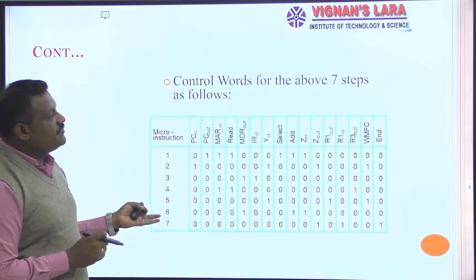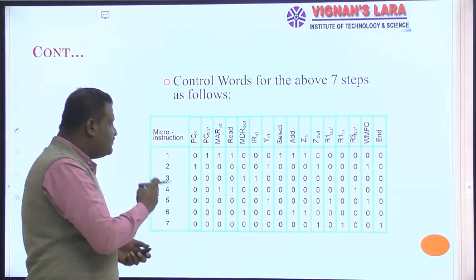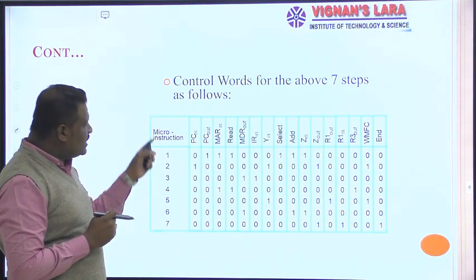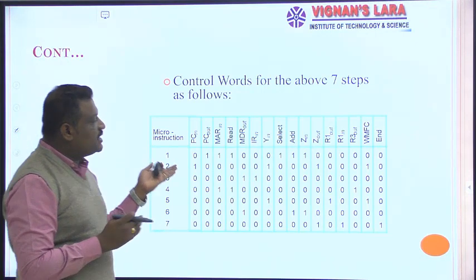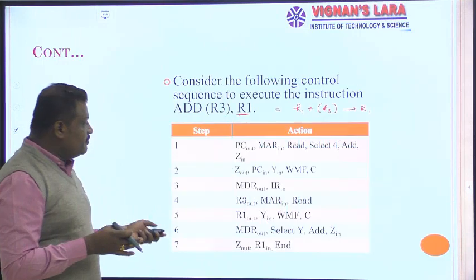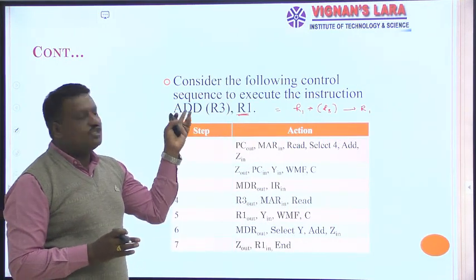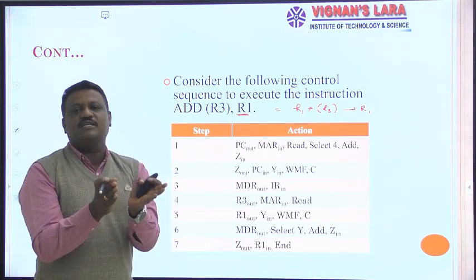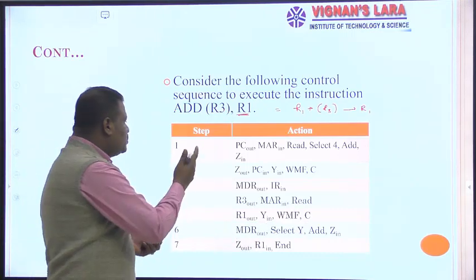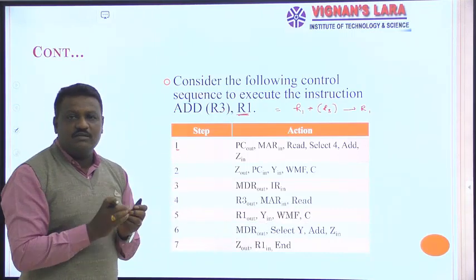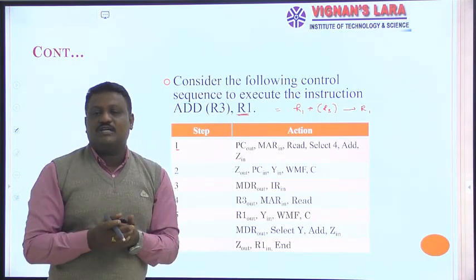Alright. So see here friends, for those 7 different steps, I am assuming that those are 7 microinstructions. A microinstruction is nothing but a group of bits. In the previous case, these are the different signals I would like to generate in the execution of the instruction Add (R3), R1. In order to generate all these, as I already told you, a control word is nothing but a combination of ones and zeros, and each and every bit represents one control signal.